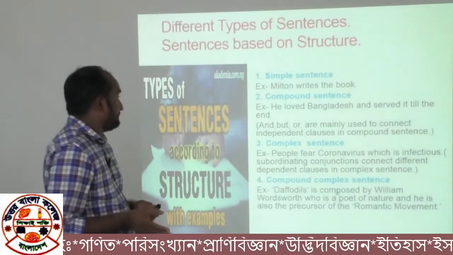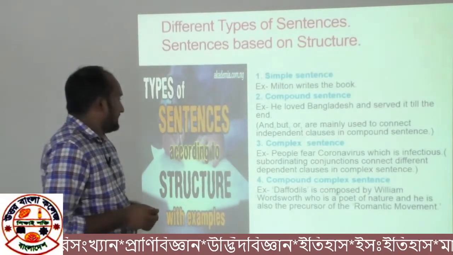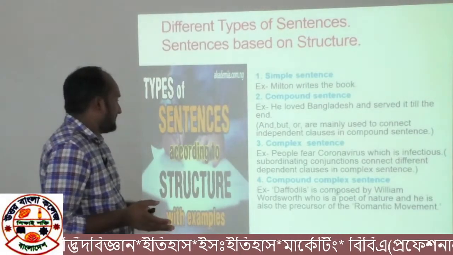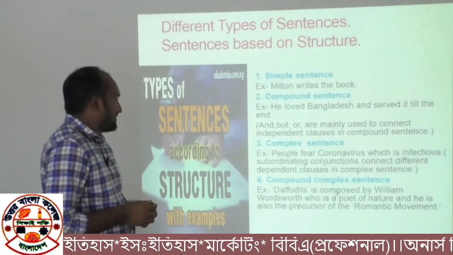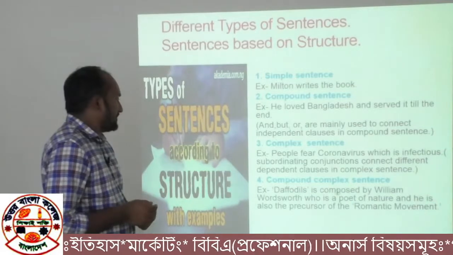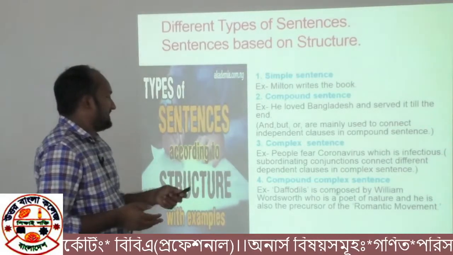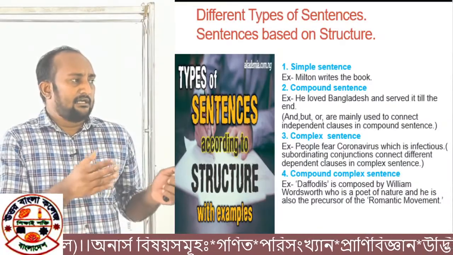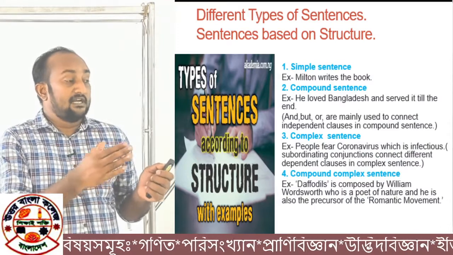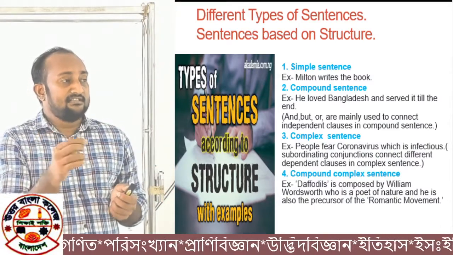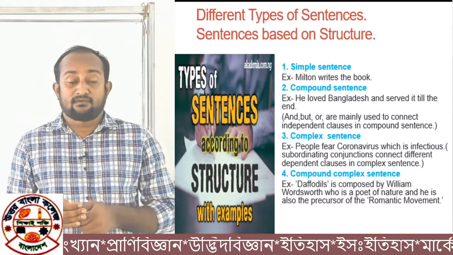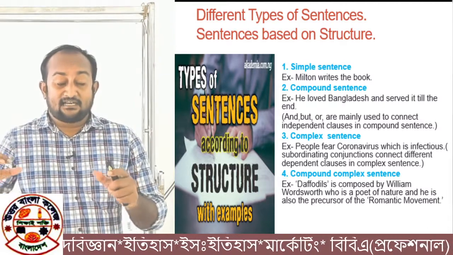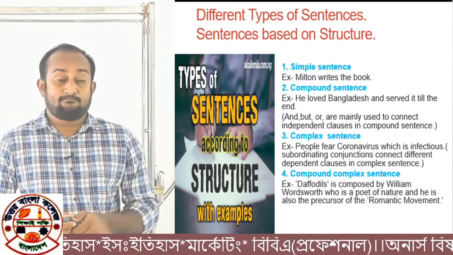Another sentence based on structure is called a complex sentence, for example, people fear coronavirus, which is infectious. Here subordinating conjunctions connect different clauses in a complex sentence. If we see the sentence, there is a conjunction, and this conjunction connects two finite verbs: people fear coronavirus, which is infectious. These two finite verbs connect two clauses. So "which" connects two finite verbs, and this is called a complex sentence.